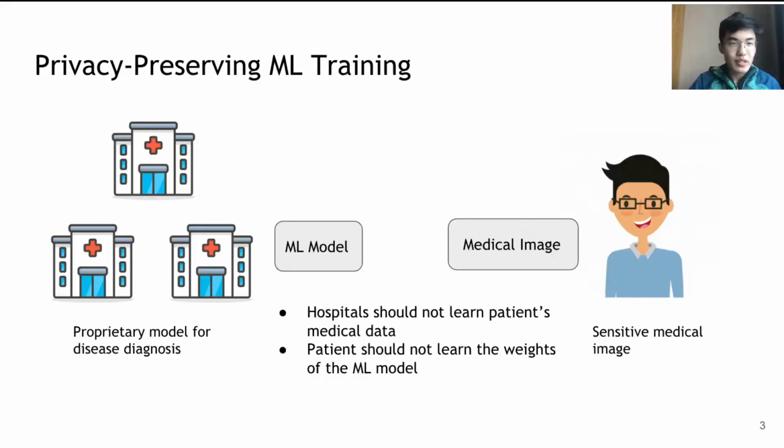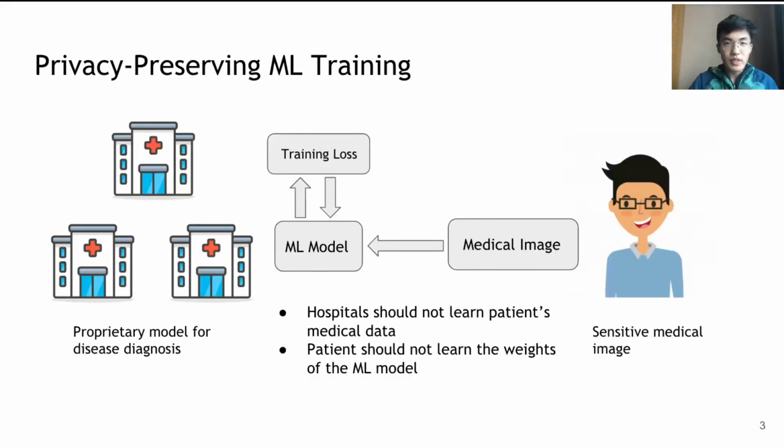Similarly, in the case of privacy-preserving machine learning training, multiple hospitals may want to train their proprietary model for disease diagnosis. So the patient will send his medical image to the machine learning model. The model will output a training loss instead of a disease diagnosis. This training loss is then backpropagated through the model to update the model weights. Similarly, we require that hospitals should not learn about the patient's medical data, and the patient should not learn about the weights of the machine learning model.